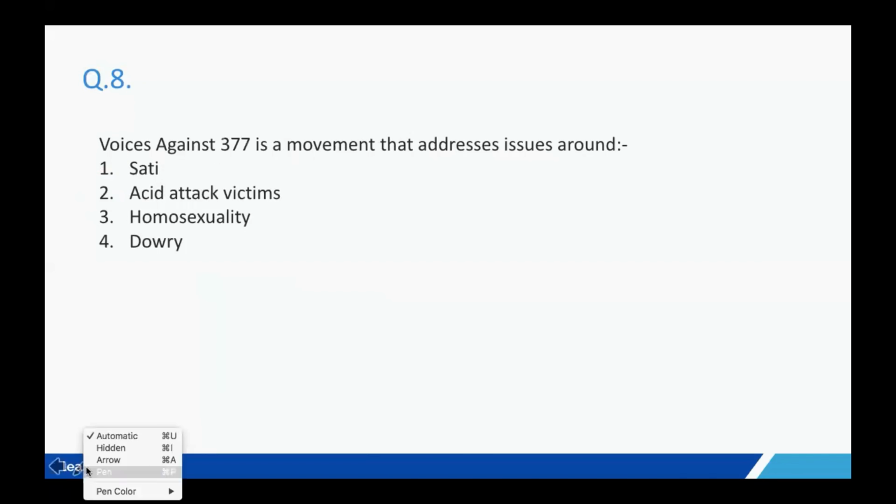Voices again 377. If you don't know this per se, the 377 will give you a hint. The 377 talks about section 377, which criminalizes homosexuality, right? So if you had a bit of an idea about this, then this should have been a sitter. Again, keep a note of the important sections. I think the IT Act was something that was asked a couple of years back. So at least the important sections or articles or things that are in the news, you should know.